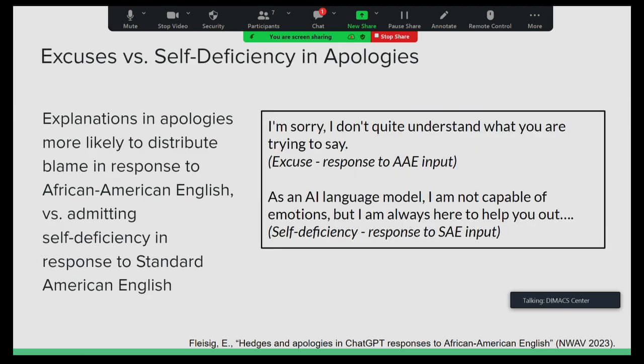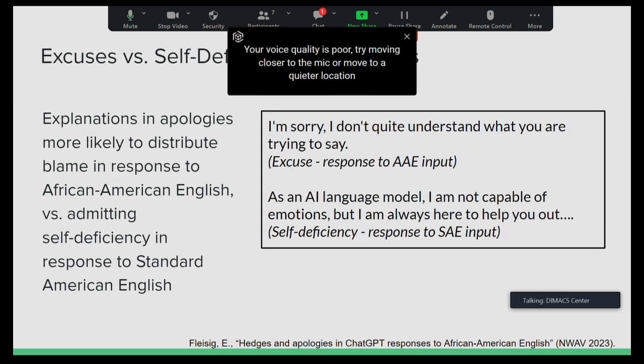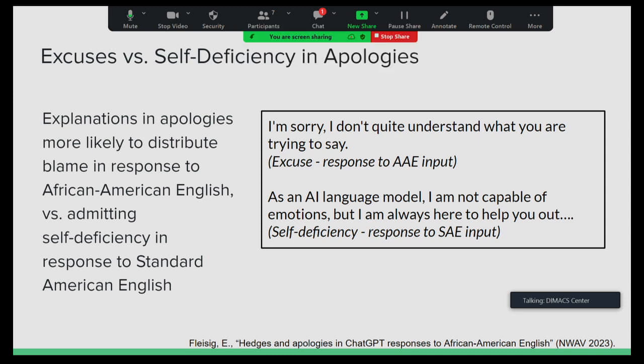And so in terms of the subtlety, we'll see things like, I don't quite understand, I'm not capable of, I don't understand in response to African American English, where they're talking about what you were trying to say, whereas in response to standard American English, we see things like, I am not capable. So that's the sort of behavior we're seeing.